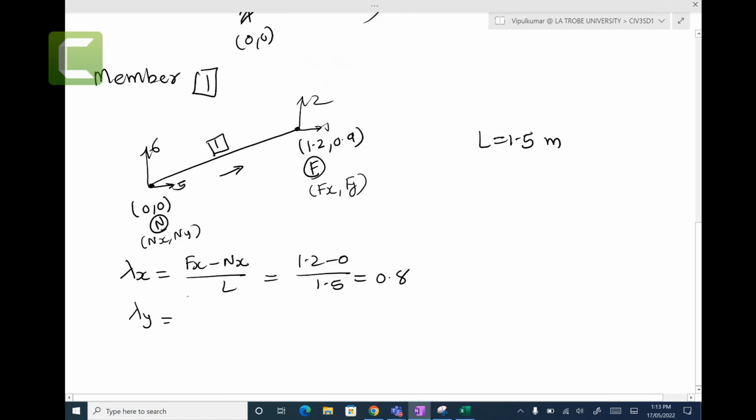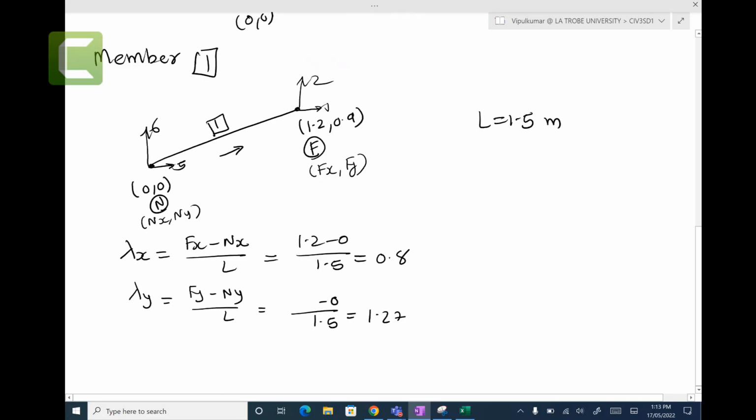Lambda y is far node y minus near node y over L, which is 0.9 take away 0 over 1.5. Oh sorry, that is 0.9, not 1.9. So 0.9 over 1.5 is 0.6. Right, so lambda x and lambda y are done.